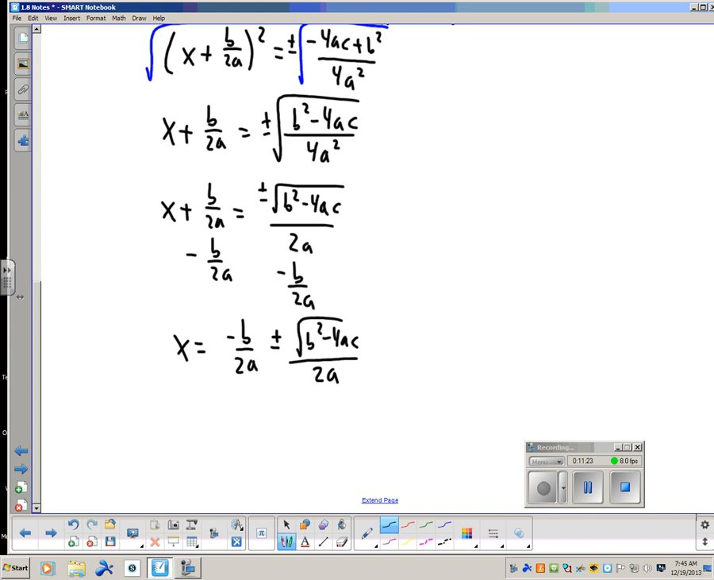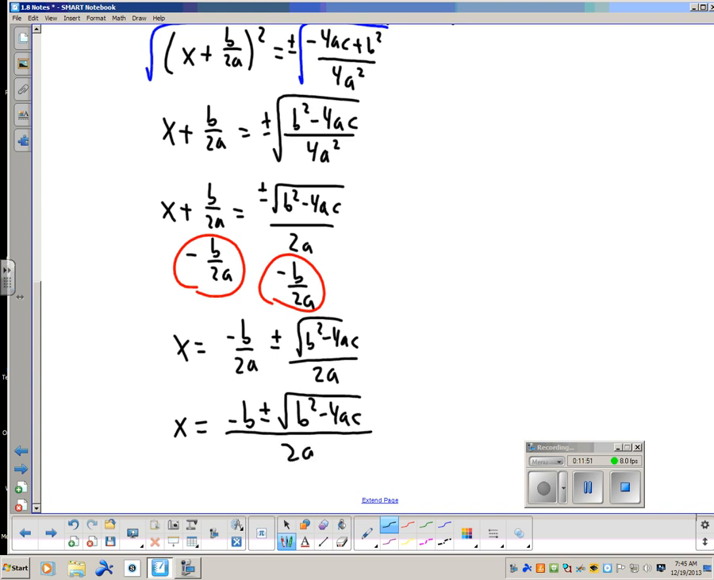So all I did over here is I went ahead and subtracted b over 2a from both sides. So I end up getting negative b over 2a plus or minus the square root of b squared minus 4ac all over 2a. So now if we want to put the whole thing together, it's got a nice common denominator there. We can go negative b plus or minus the square root of b squared minus 4ac all over the nice common denominator of 2a. So there we got it down to the nice quadratic formula.